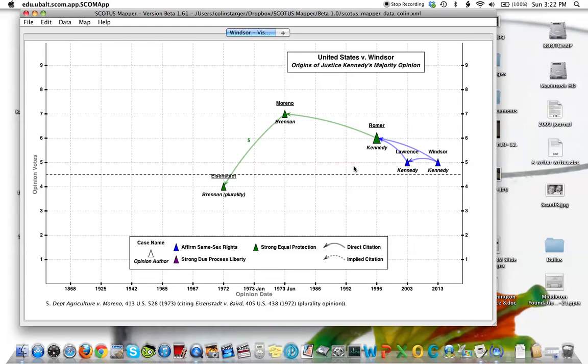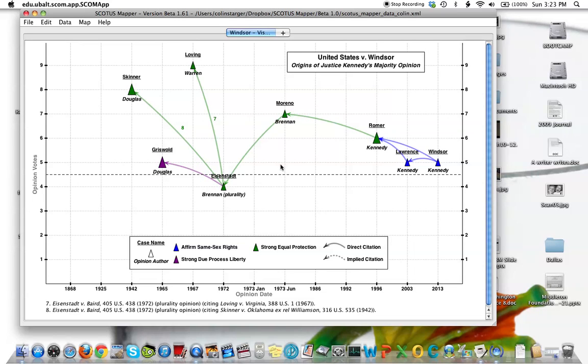Moreno, in turn, relied on a prior Brennan opinion, Eisenstadt, which was a 1972 decision that extended to unmarried couples the benefits of contraception, which had been allowed to married couples in a case called Griswold, a 1965 opinion. Eisenstadt was an equal protection opinion, whereas Griswold was essentially a substantive due process opinion. You'll see that same kind of movement in Romer, which was an equal protection opinion, and the inverse, Lawrence, which was a substantive due process case.